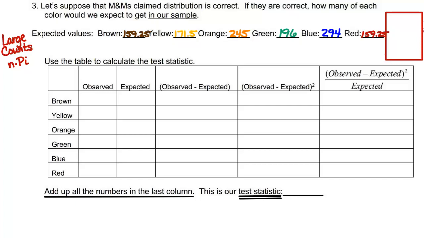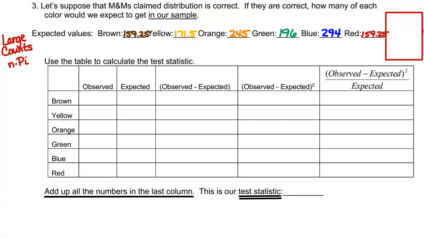Check your values against mine. How closely does our distribution match what was expected? Somewhat. Which one's the biggest surprise? The green. We expected 196, but how many did we actually have? How much? 259, so that's quite a bit larger than what we expected.